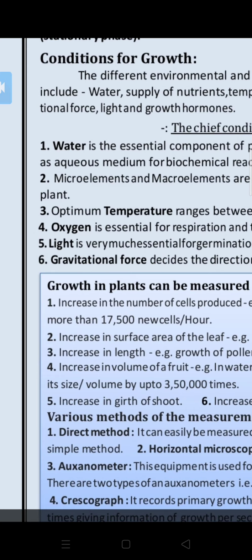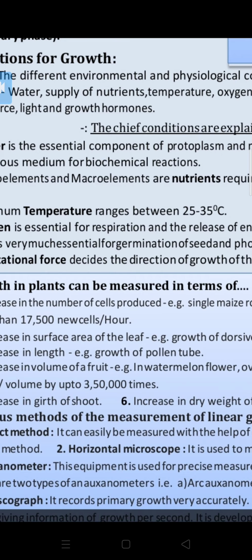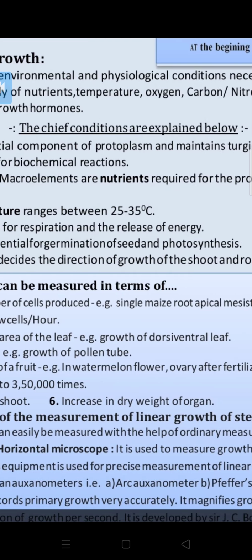First of all, I will tell you in one or two words what the uses of all these things are. So, first one is water. Water is necessary for various biochemical reactions in the plant body. Supply of nutrients is necessary for the hormonal changes and other proper growth so that there will be no deficiency of any nutrient. Temperature is necessary to maintain the range of water absorption and other processes in the plant body. Oxygen is necessary for germination as well as for respiration.